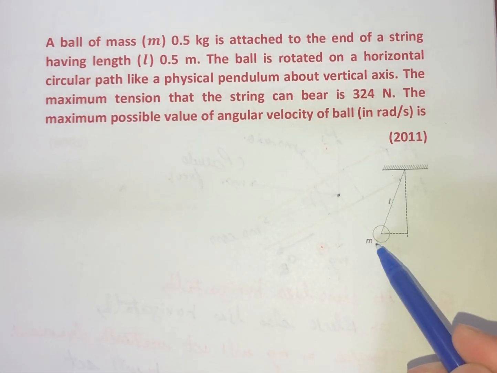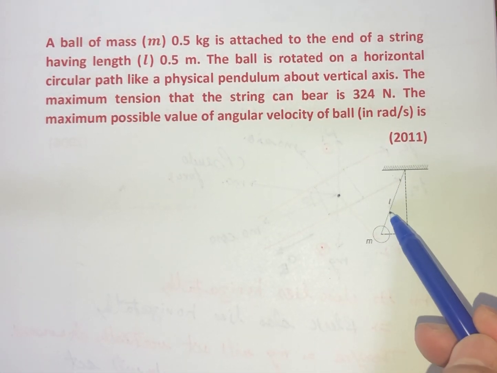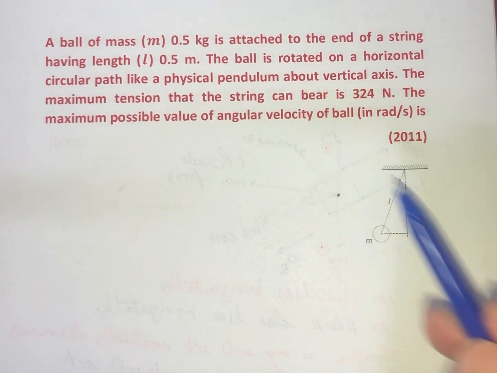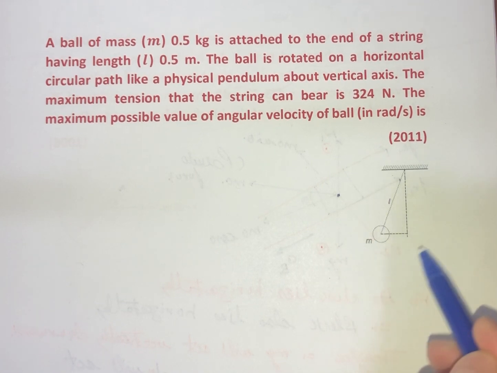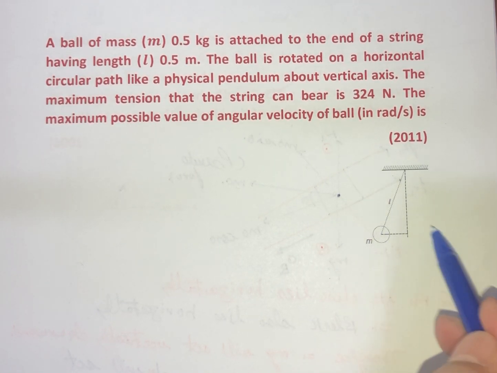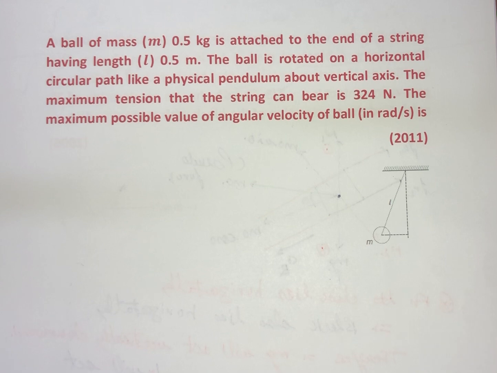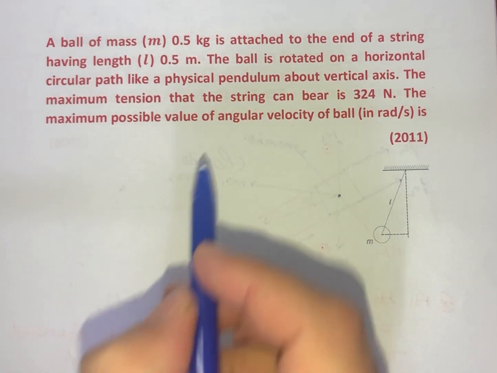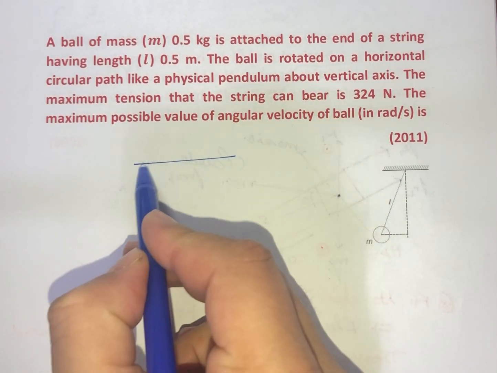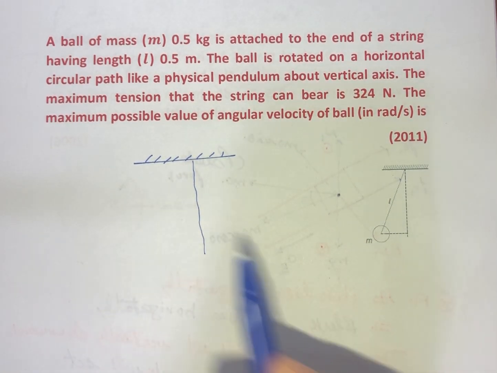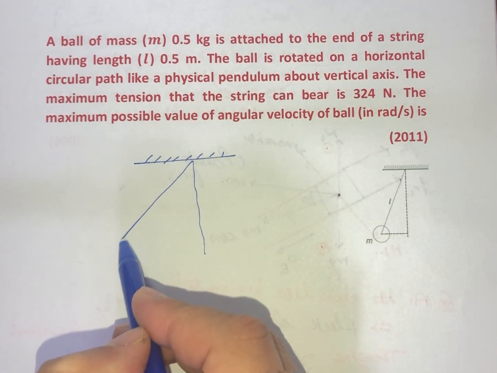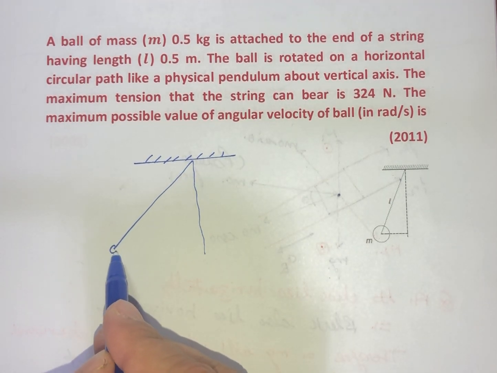So this is a ball of mass m connected to the string whose length is given as L, and it is 0.5 meter, and it is being rotated about the circular path. So in this case, let us draw the diagram with all the forces. So we have a ball of mass m.